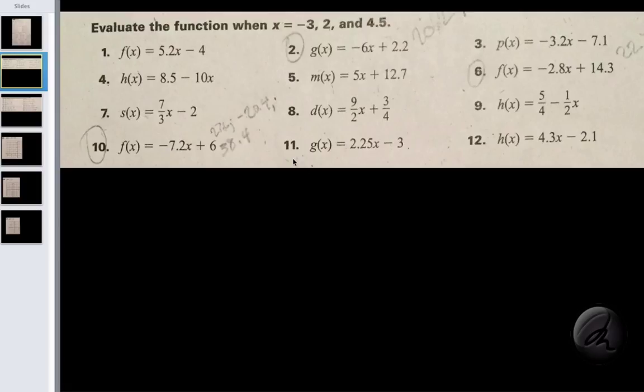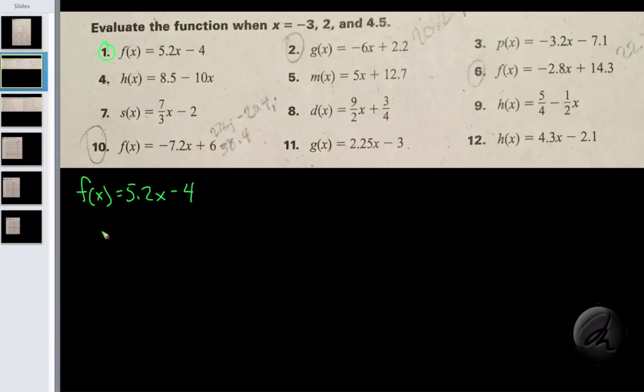Looking at the first one, it says evaluate the function when x equals -3, 2, and 4.5. Let me work out a couple of these so you can see how it works. Why don't we just start off with number 1. So that's f of x equals 5.2x minus 4.